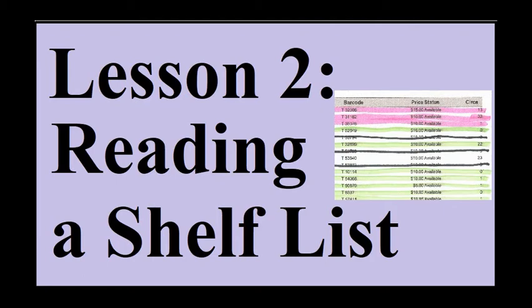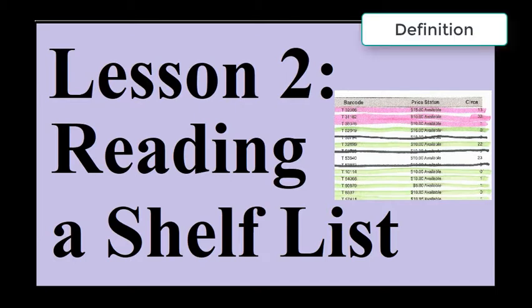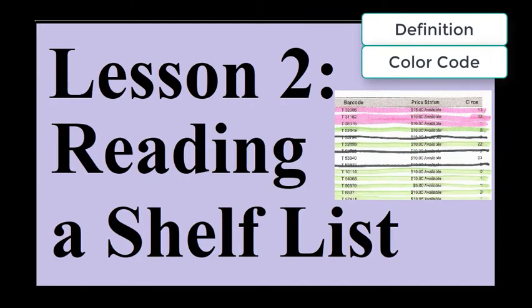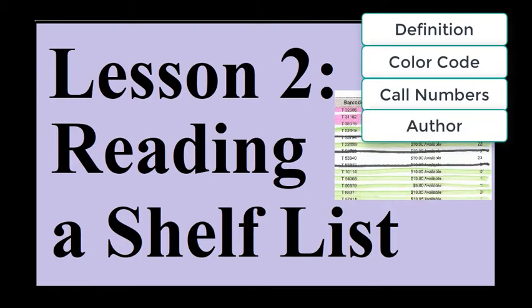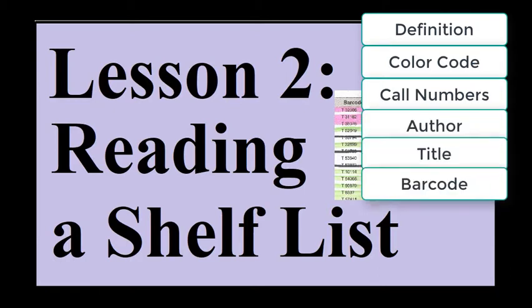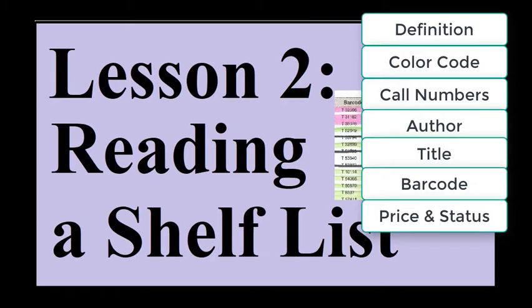In Lesson 2, I'm going to teach you how to read my shelf list. The first thing we'll do is define what a shelf list is. Then I'll walk you through my color code that I use. We'll look at the call number column, the author column, the title column, the barcode column. We'll talk about price and status. We'll also look at circs, aka circulation.